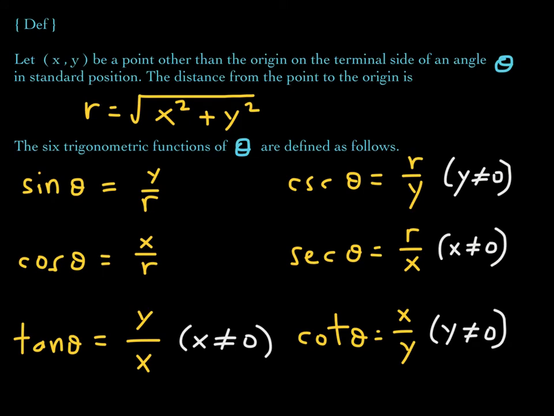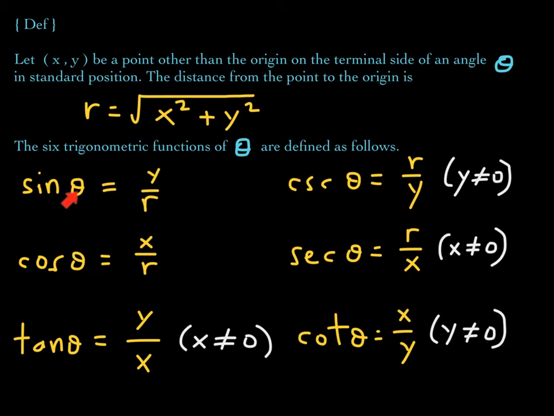All right, here it is, everybody. This is one of the most important definitions that you and I will write down in our class, and this is a definition for our trigonometric functions, all right? Let (x, y) be a point other than the origin on the terminal side of an angle theta that's in standard position. The distance from the point to the origin is r, which is equal to the square root of x squared plus y squared. The 6 trigonometric functions of theta are defined as follows.